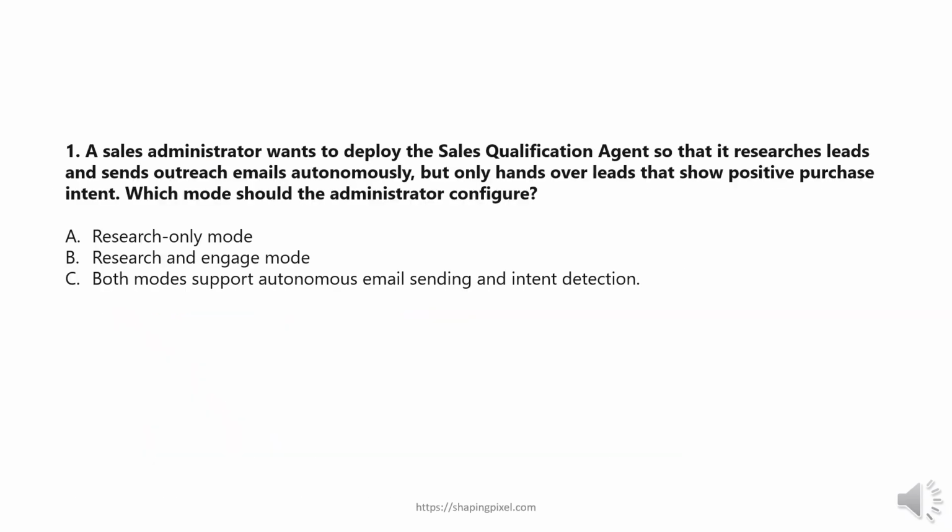A sales administrator wants to deploy the sales qualification agent so that it researches leads and sends outreach emails autonomously, but only hands over leads that show positive purchase intent. Which mode should the administrator configure? Research-only mode? Research and engage mode? Both modes support autonomous email sending and intent detection. Correct answer is option B.